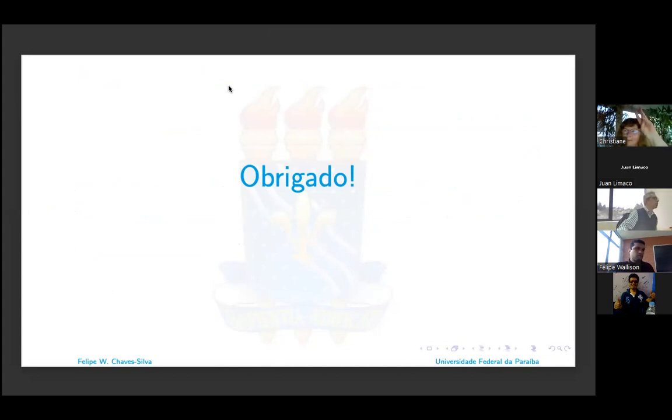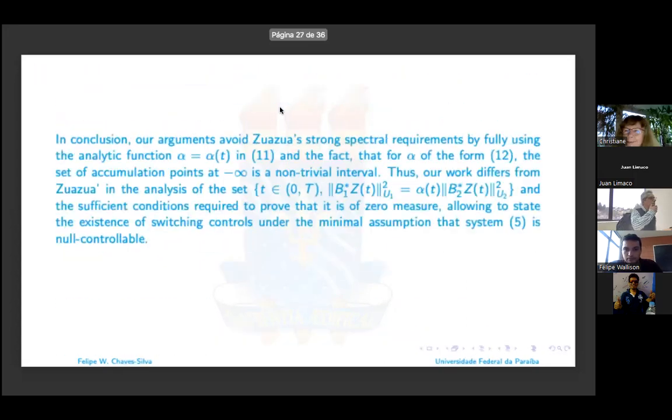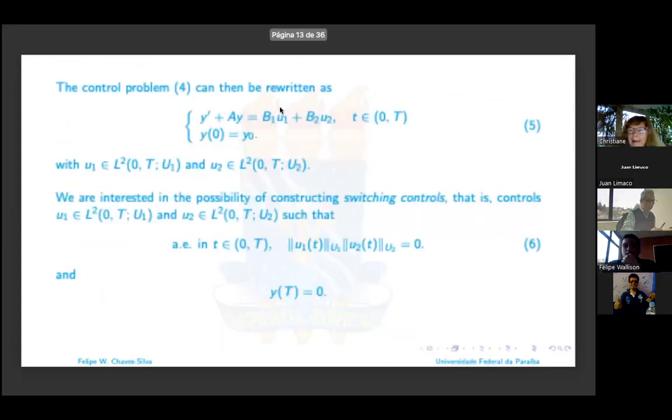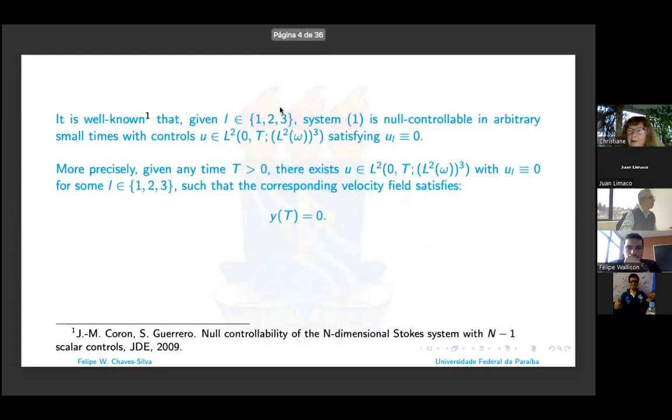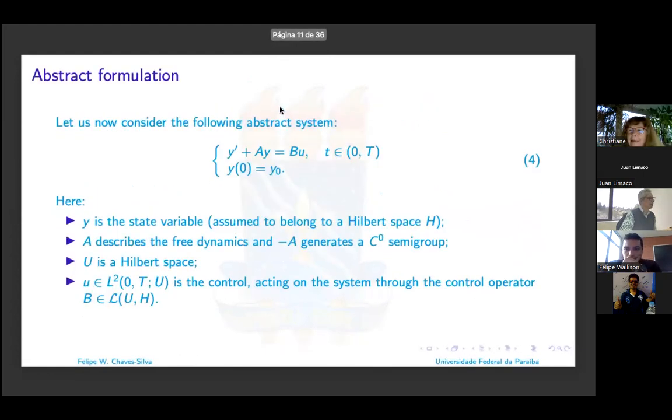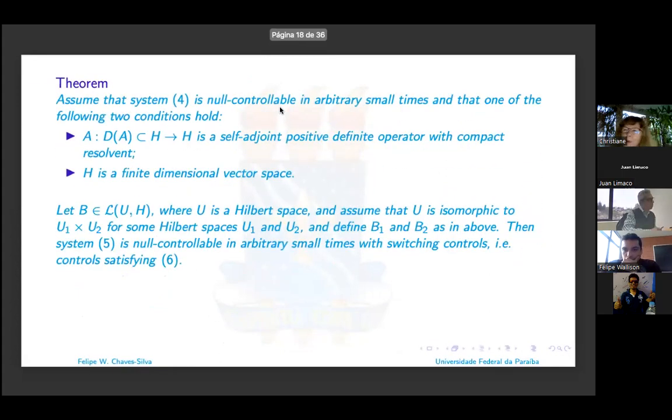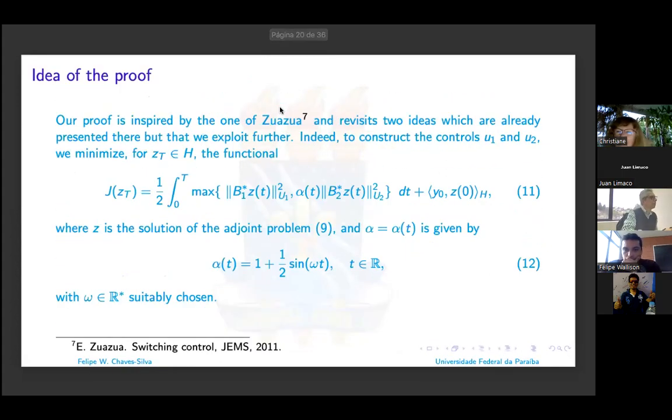Yes, Christian. Yeah, thank you very much for the interesting presentation. I have a question concerning the functional in formula 11, this functional J. Could you say something about the properties of the functional such that you have the existence of minimizers?